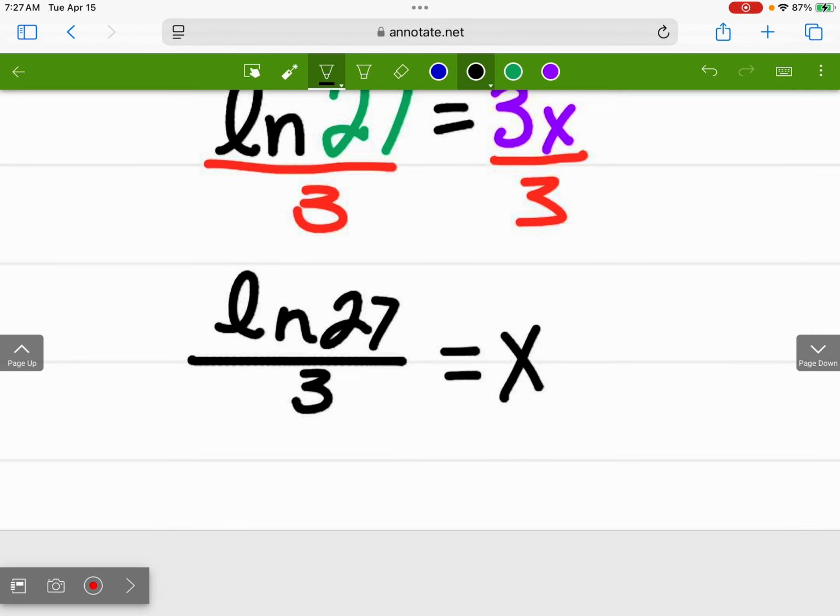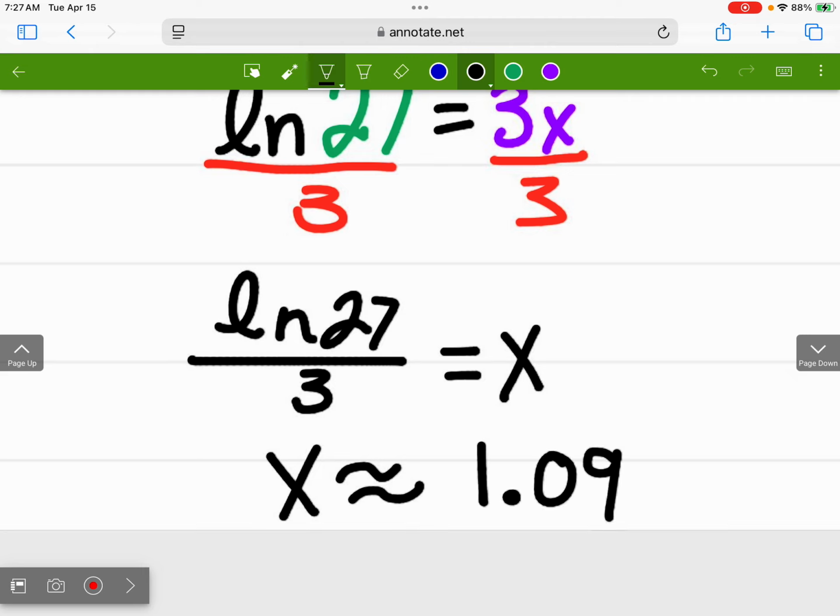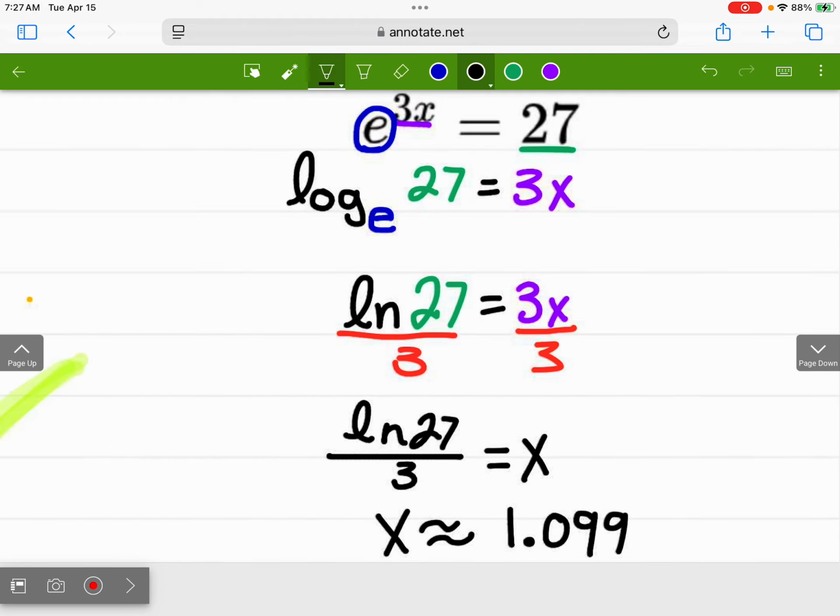So if we want to get our decimal approximation, our squiggly equal sign, we're going to take our ln of 27 and divide it by 3. What do we get to the nearest 3 decimal places? So thousandths. I forgot 7. It does make a difference. Yeah, it does. 1.099. Mm-hmm. And we're good to go.